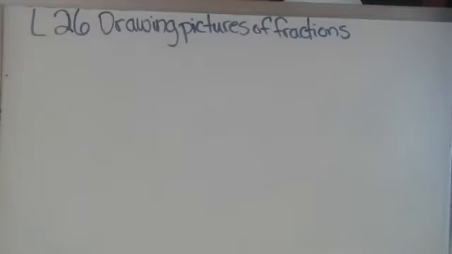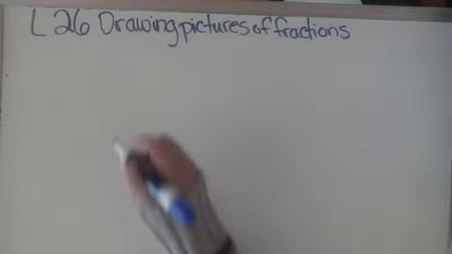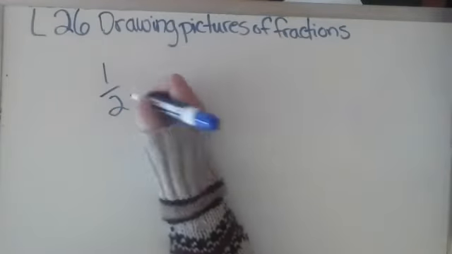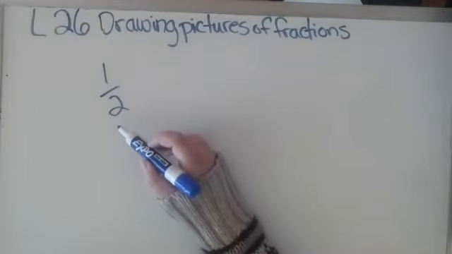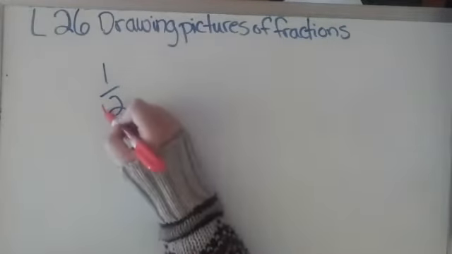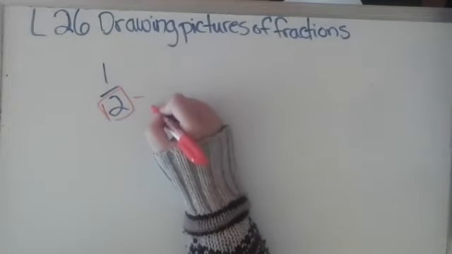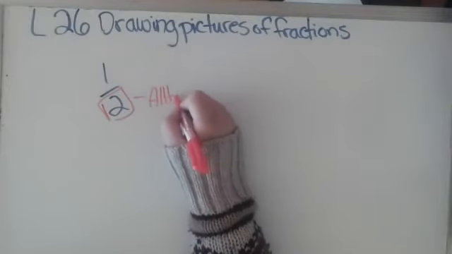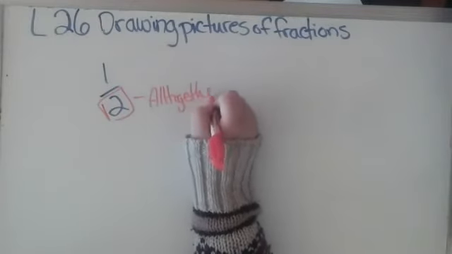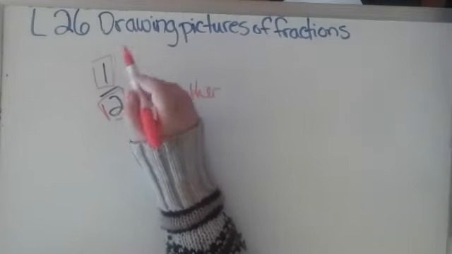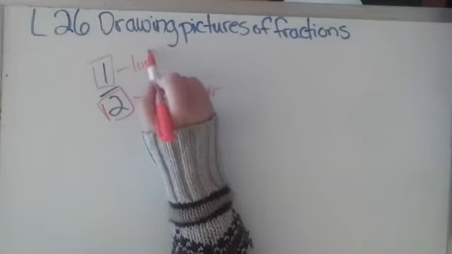This is lesson 26, drawing pictures of fractions. So when you're looking at a fraction, let's say I have a half, okay? This again, let's just go over. This tells me how many pieces I have all together. This tells me how many pieces I'm looking at.